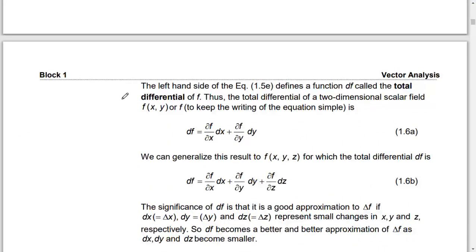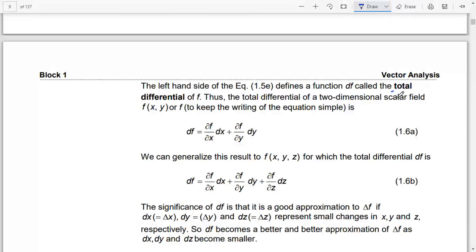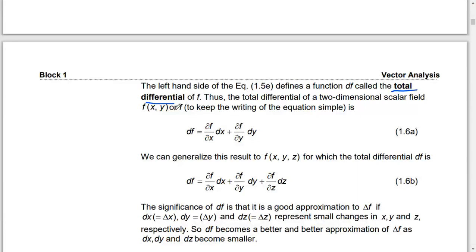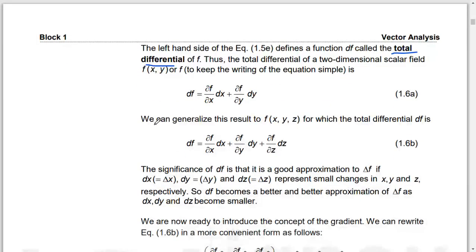The left hand side of the equation E defines a function df called the total differential of f. Thus, the total differential of a two-dimensional scalar field f of x, y, to keep the writing of the equation simple, is df equals diff f by diff x dx plus diff f by diff y dy. We can generalize this result to f of x, y, z, for which the total differential df is df equals diff f by diff x dx plus diff f by diff y dy plus diff f by diff z dz.